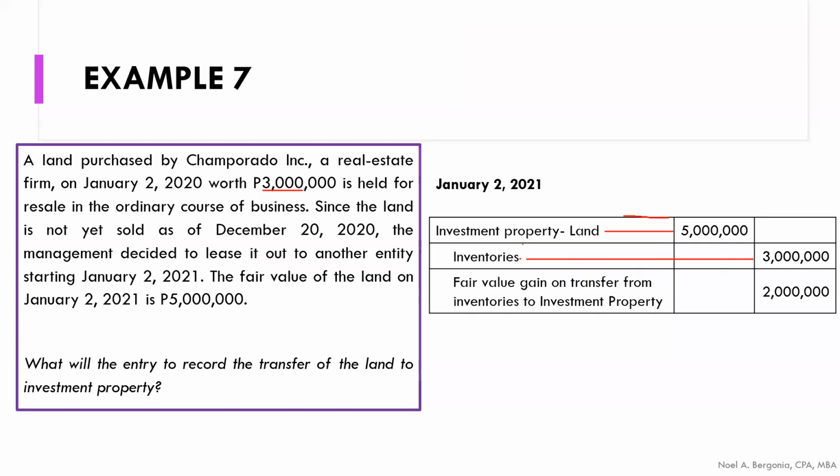And then since nag-increase yung value, we will be crediting fair value gain on transfer from inventories to investment property. So sinunod natin yung IAS 40 paragraph 63 na any changes in the fair value and the carrying value would be charged to the profit or loss. Okay, so it's a gain for 2 million pesos. Ngayon, kung mas mababa yung fair value, then you will be charging a loss on the transfer. Okay, so that's our example number 7.